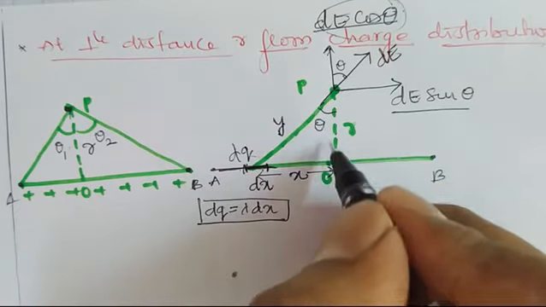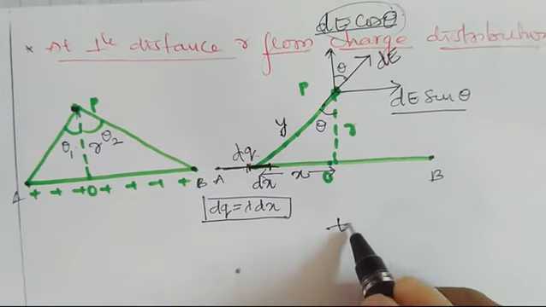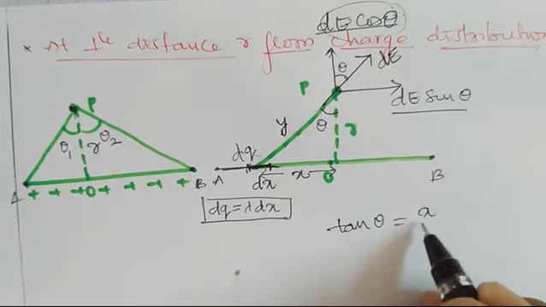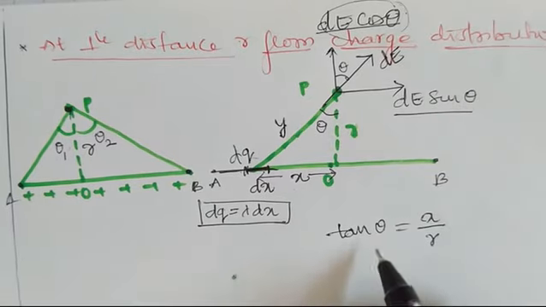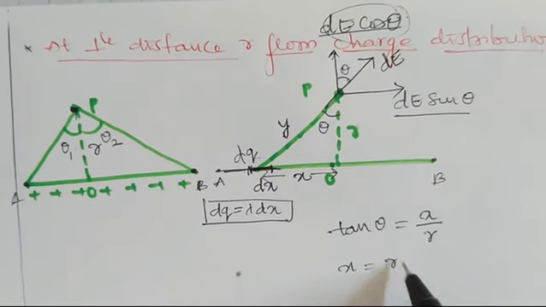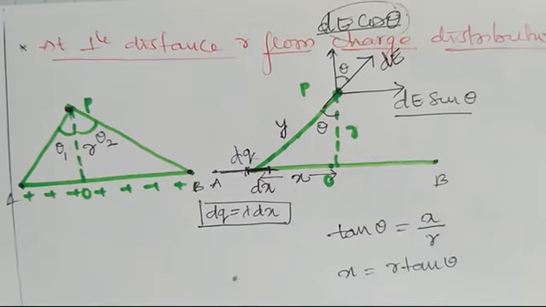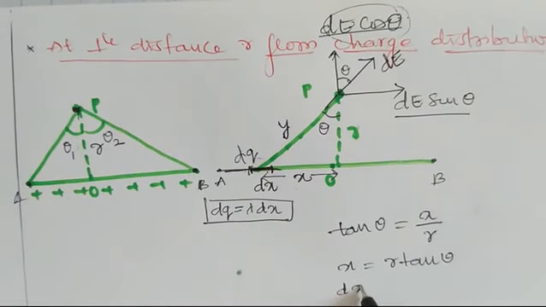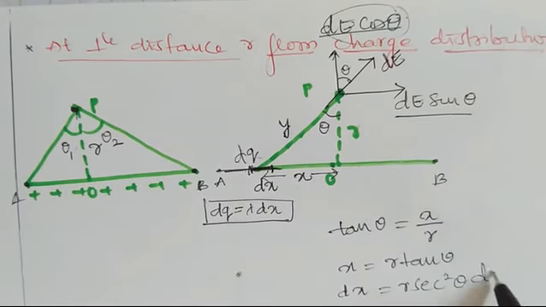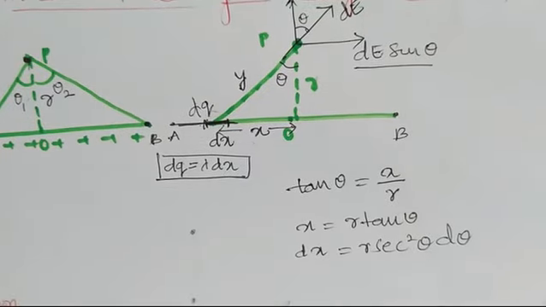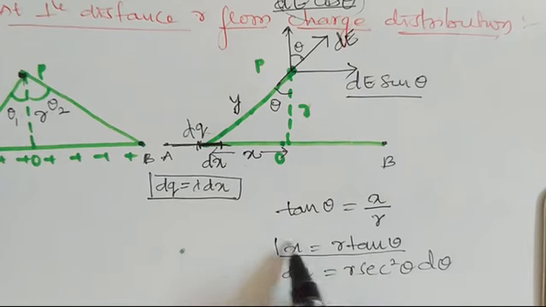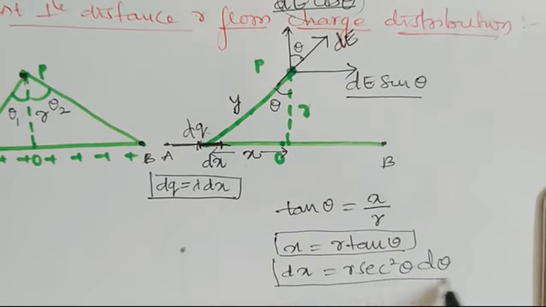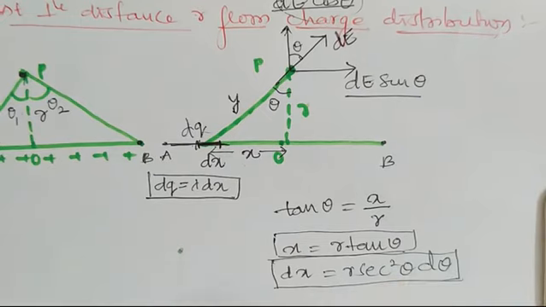Before that, we will consider some notation. Consider this as a triangle. Can I write tan theta is equal to x divided by r, perpendicular by base? So I can write x is equal to r tan theta, right? If you differentiate, dx is equal to r secant square theta into d theta. I have just differentiated this term. So remember, x can be written as r tan theta, and dx can be written as r secant square theta d theta.